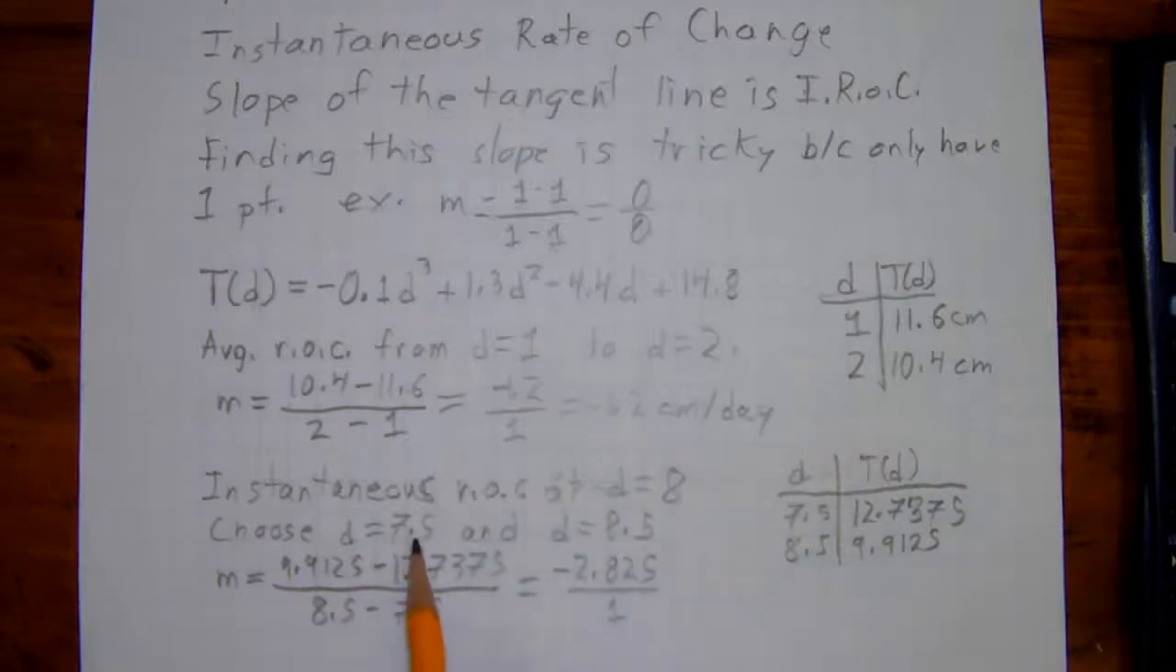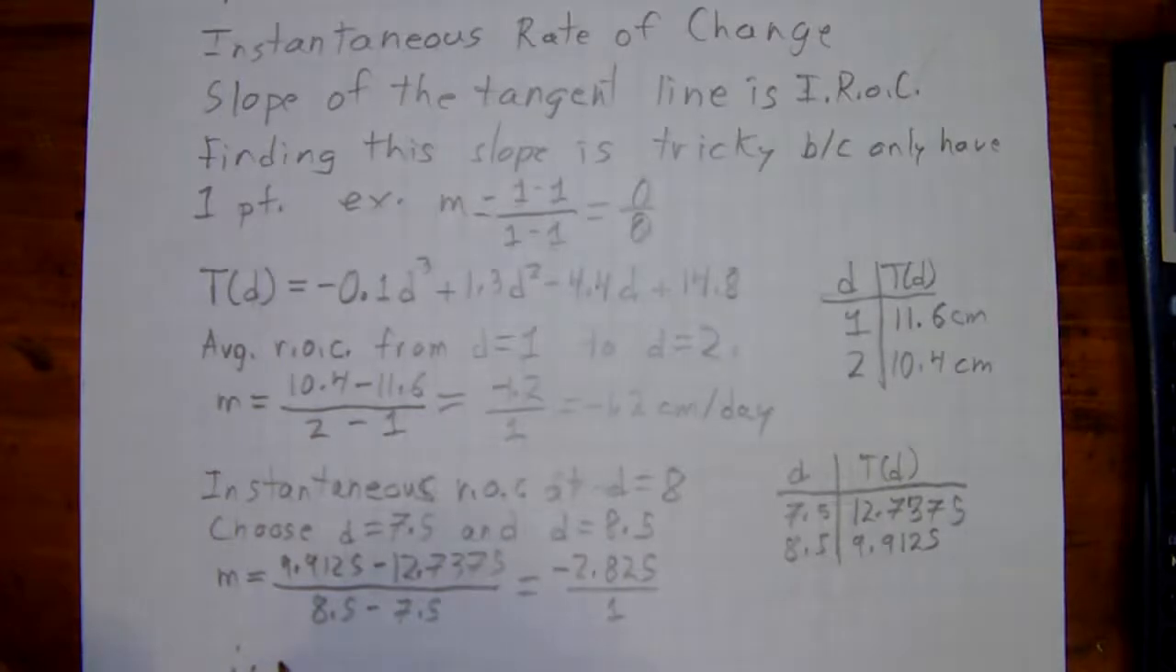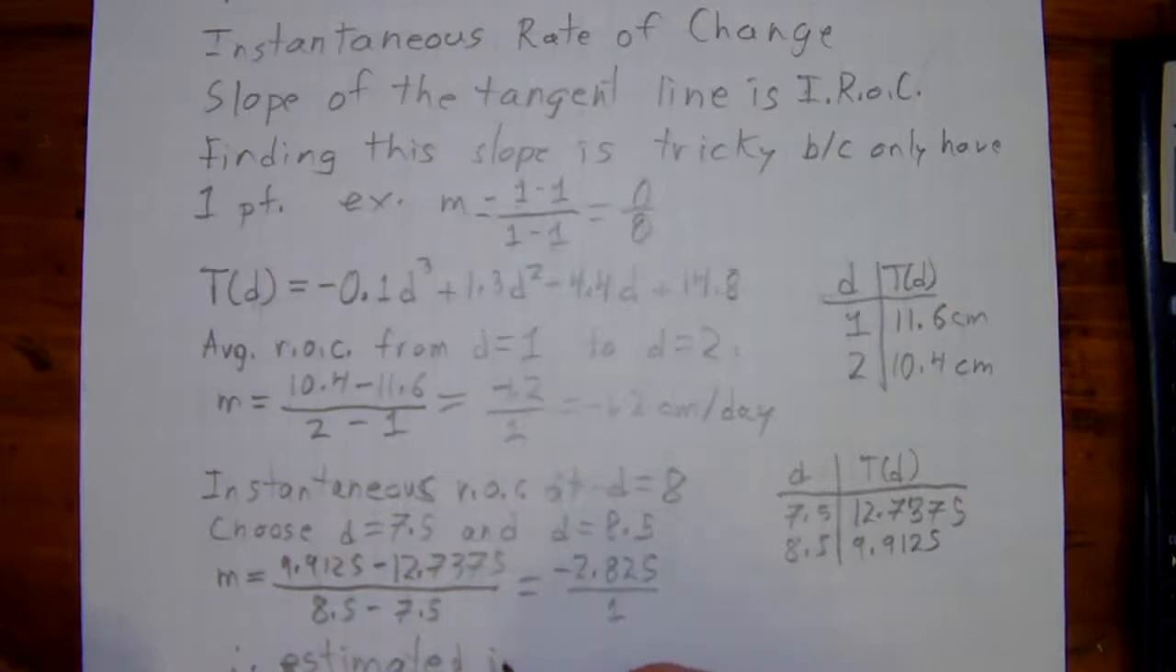Okay, so we picked 7.5 and 8.5 as points on either side of 8. And that gives us the instantaneous rate of change, or an estimate. So we should really say estimated instantaneous rate of change.